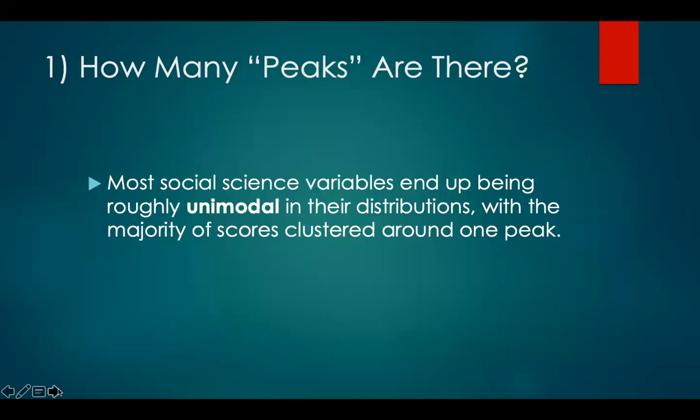Now, in social science, most of the variables that we wind up measuring tend to be roughly unimodal in their distributions, with the majority of scores clustered around one central peak.